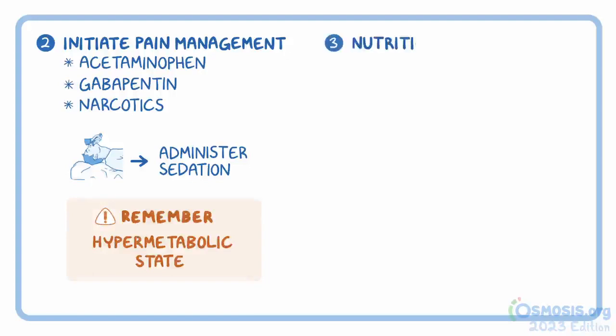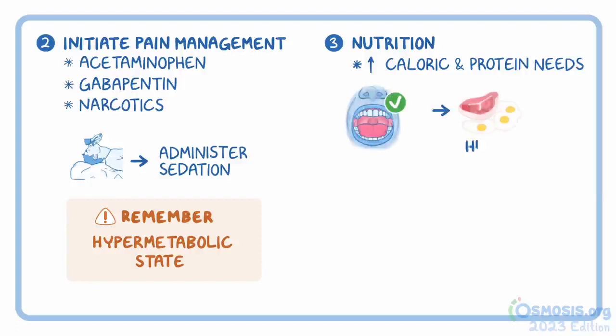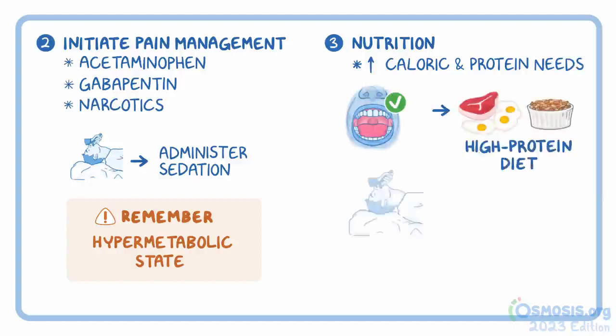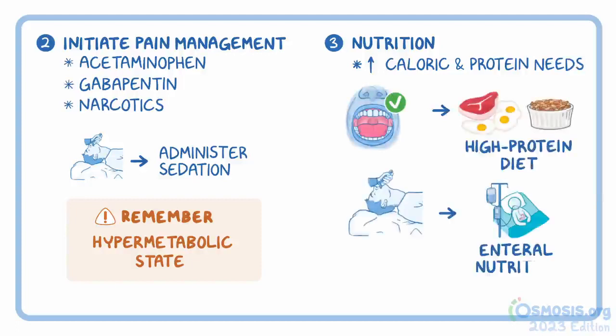In terms of nutrition, burn patients have higher caloric and protein needs. If they can tolerate oral intake, start them on a high-protein diet. If they are intubated, initiate enteral nutrition and start prophylaxis to prevent stress ulcers.